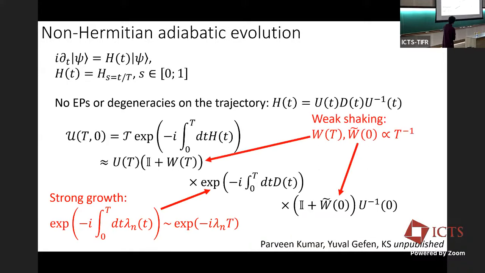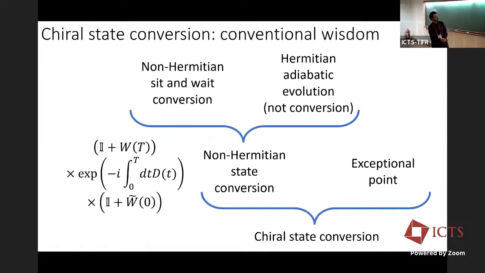So basically, that's the theory. You get converted to the state which has the biggest integral of the imaginary part of the eigenpath. And the wisdom about chiral state conversion is that you take non-Hermitian Hamiltonians, which have sit-and-wait conversion, have adiabatic dynamics. Even in the Hermitian case, you would follow the instantaneous eigenstates of the Hamiltonian. But together with sit-and-wait conversion, this is non-Hermitian conversion. You get converted to the most growing eigenstate, and then you follow it. Now, what people say is if you combine that with an exceptional point, you get chiral state conversion.